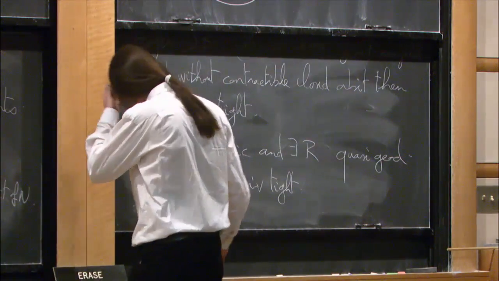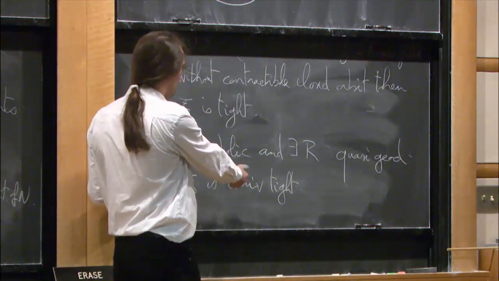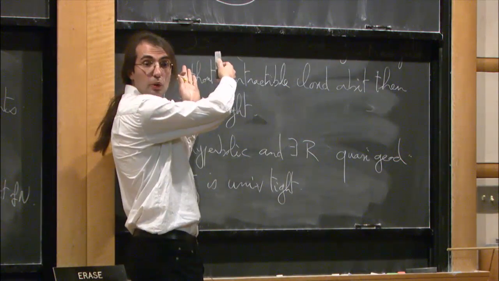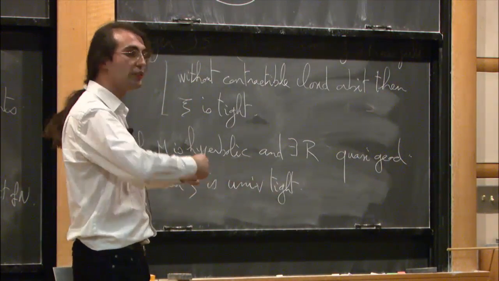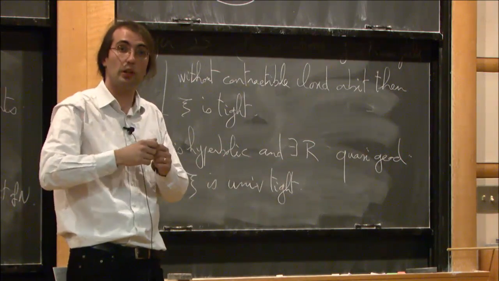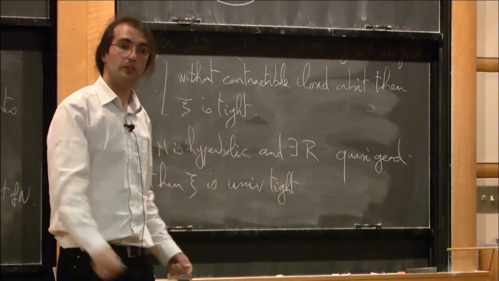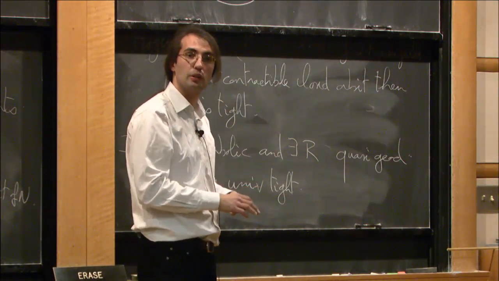And no, this follows from Hofer's result, because if you have a quasi-geodesic, then its lift to the universal cover is a quasi-geodesic. In particular, it's not closed, and if you have a contractible orbit, then it leads to a closed orbit in the universal cover.